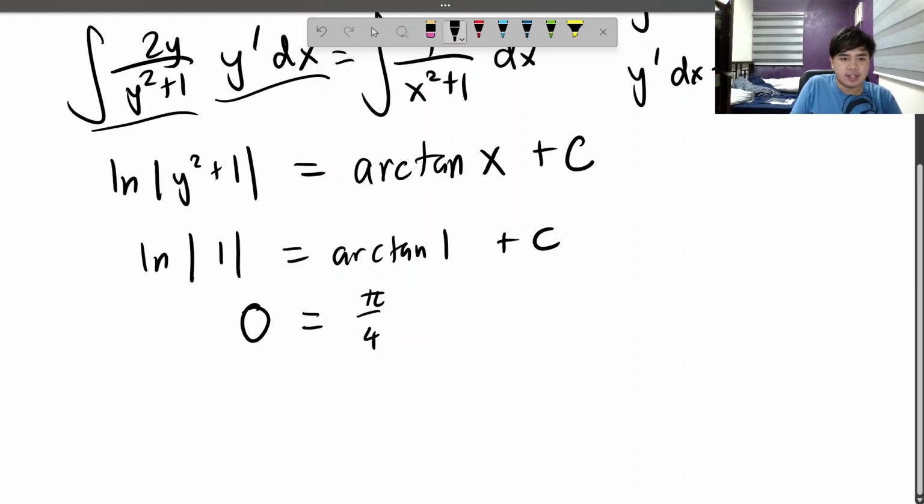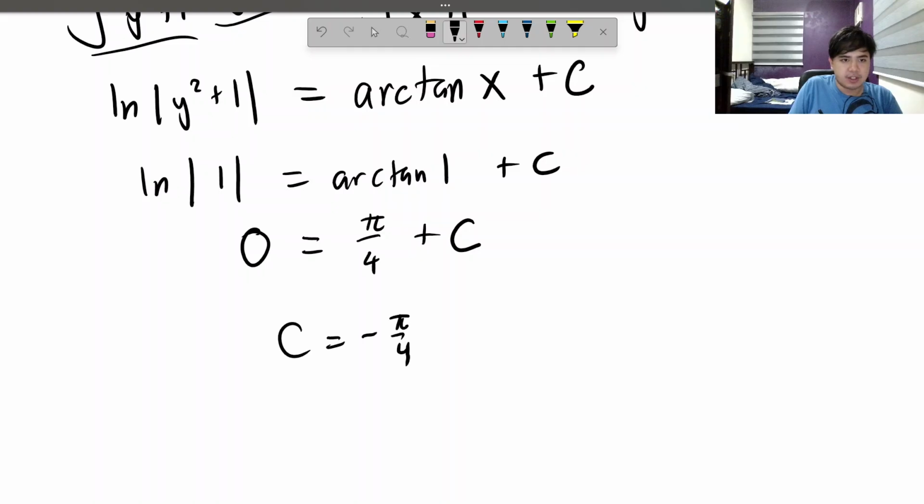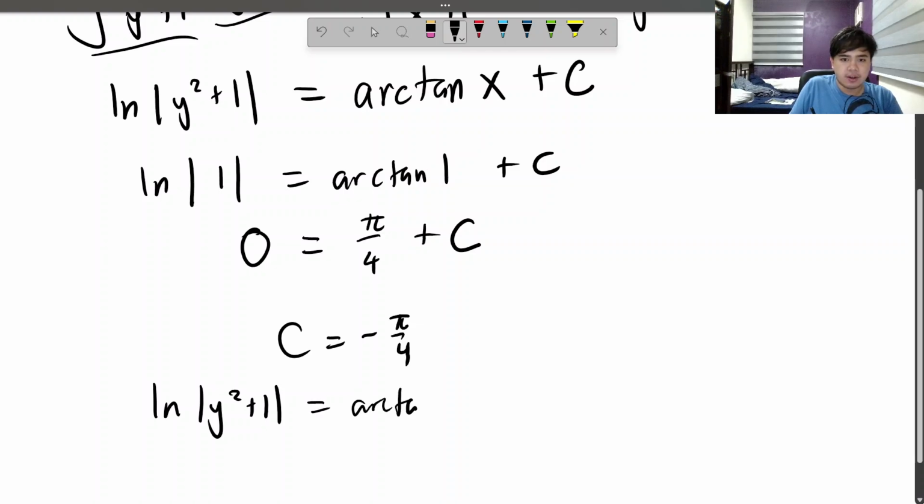ln of 1, again, check your calculators, it's 0, but most of us know that. And then plus c. In order to isolate c, we need to subtract pi over 4. So, c is negative pi over 4. Going back, our specific equation is ln of y squared plus 1 equals arctan of x minus pi over 4. And that is an acceptable answer. If you want to, you can multiply both sides by 4 in order to remove the fraction here, but I will leave it at that.